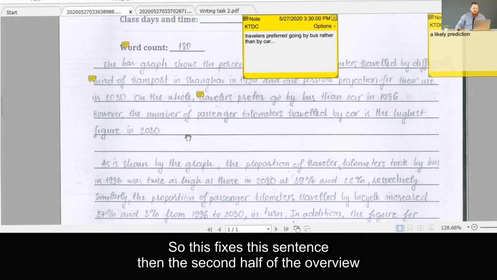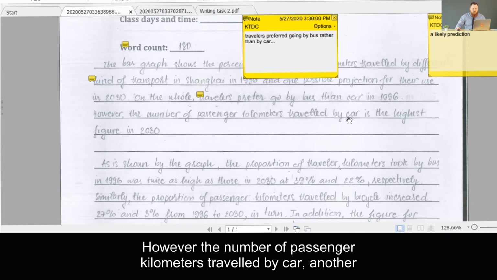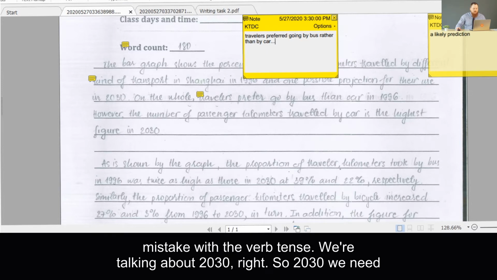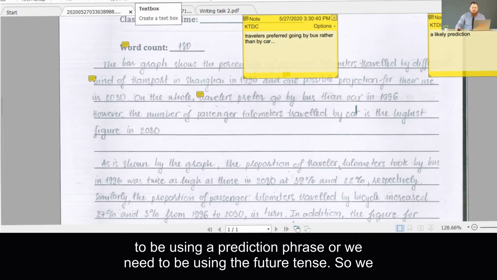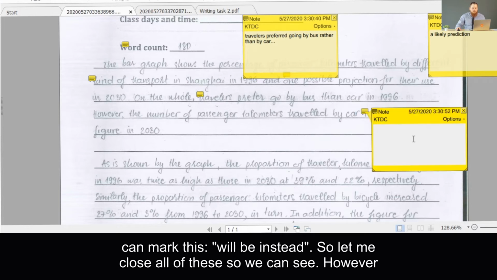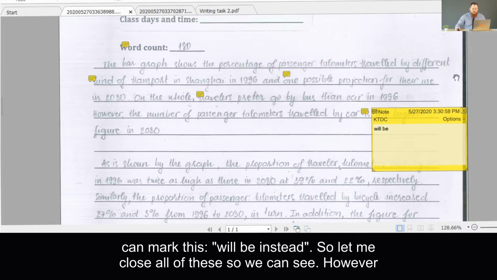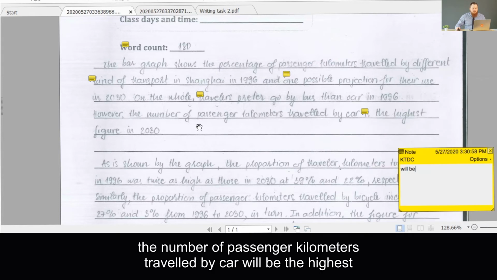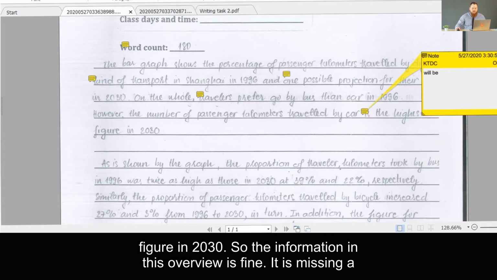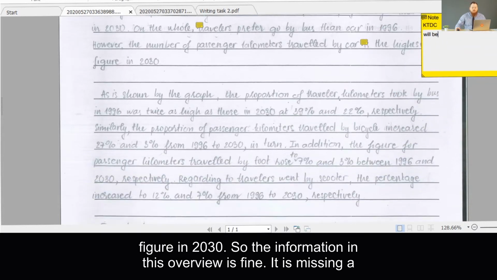Then the second half of the overview, however, the number of passenger kilometers traveled by car, another mistake with the verb tense. We're talking about 2030, right? So 2030, we need to be using a prediction phrase, or we need to be using the future tense. So we can mark this, will be instead. So let me close all of these so we can see, however, the number of passenger kilometers traveled by car will be the highest figure in 2030. So the information in this overview is fine.